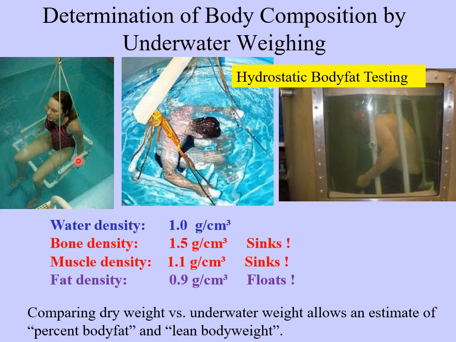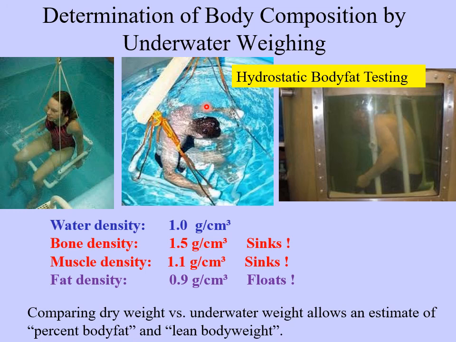What they do is compare a dry weight of the athlete to an underwater weight. To do this, the athlete will have to expel all the air out of their lungs and sink down under the water. You can see this carriage here is connected to a scale shown up here, and they look at the differences in the weights, dry weight and underwater weight.